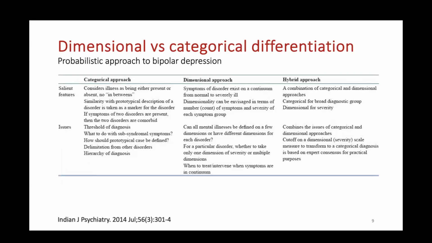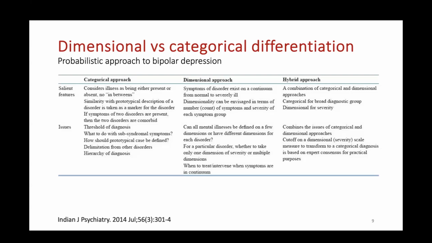Dementia talks about the whole spectrum. It's a continuum from less ill, normal, to severely ill. And a hybrid approach talks about a combination of categorical and dimensional approaches. So in a categorical approach, the issues are the threshold of diagnosis. When do you make the diagnosis? What to do with subsyndromal symptoms? Somebody is having subsyndromal symptoms, where do you put it? How should prototypical cases be defined? Delimitation from other disorders and hierarchy of diagnosis is very important.